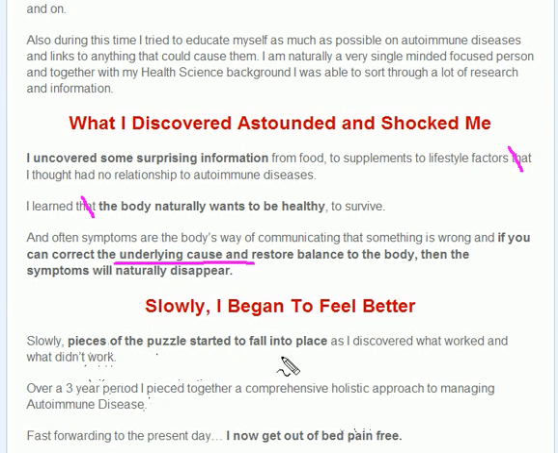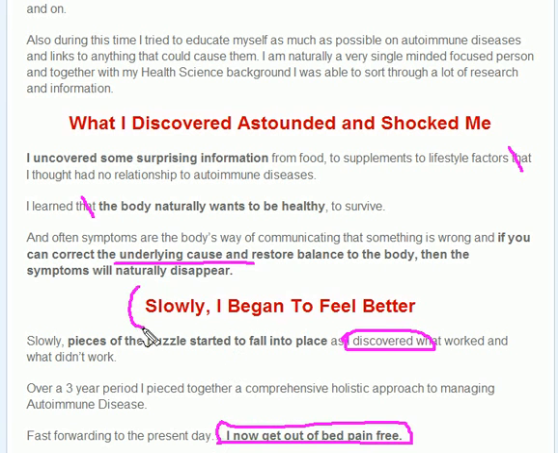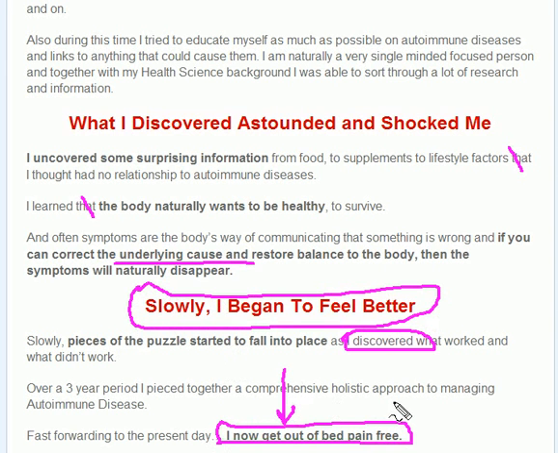Slowly pieces of the puzzle started to fall into place as I discovered, try to find a synonym for discovered. You have used that word a couple of times. What worked and what didn't work. Over a 3-year period, I pieced together a comprehensive, holistic approach to managing autoimmune disease. Fast forward to the present day, I now get out of bed pain-free. Okay, this I will make a subhead as well too. Instead of slowly I began to feel better as the subhead, I'll make this the subhead instead. I now get out of bed pain-free. Okay, that's good for a subhead.